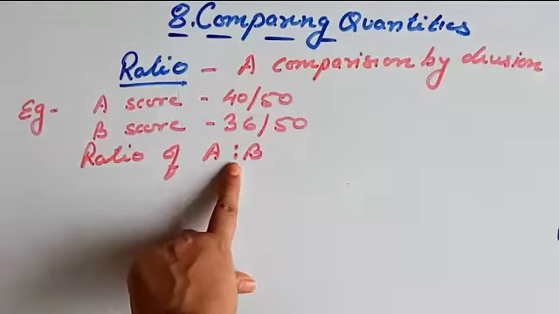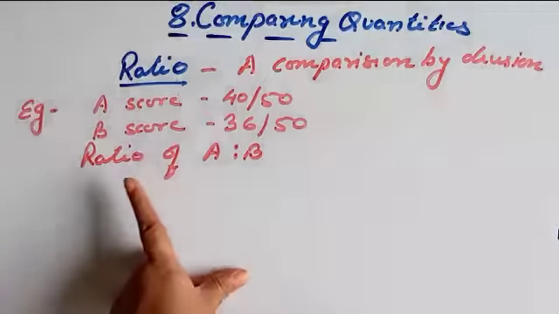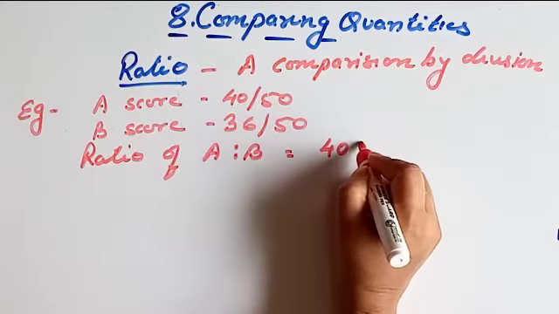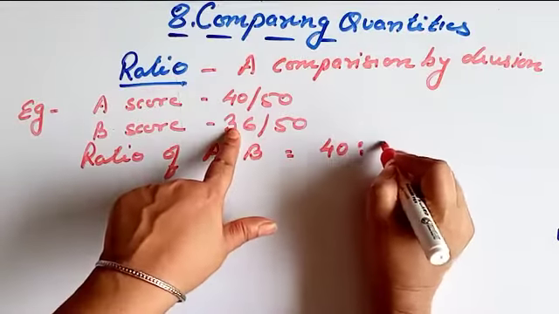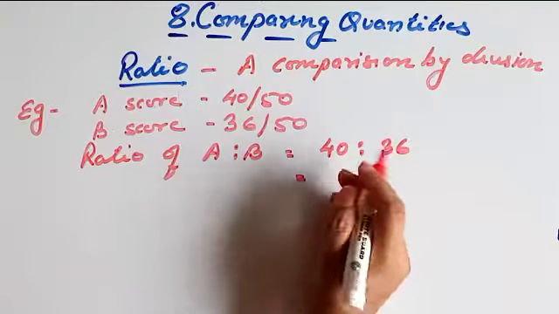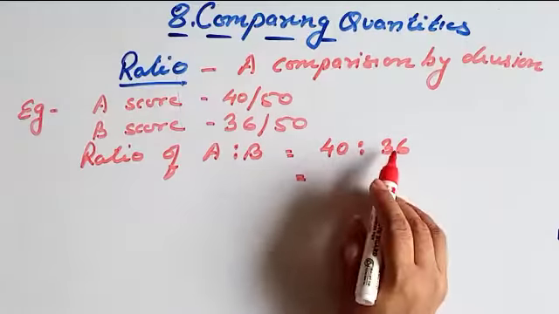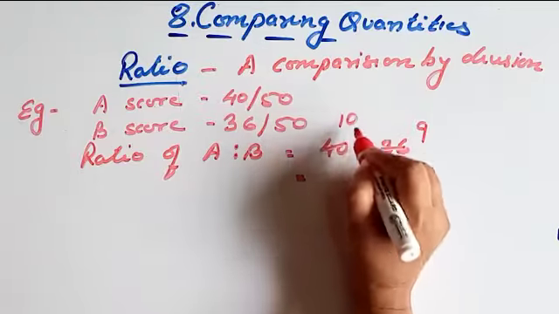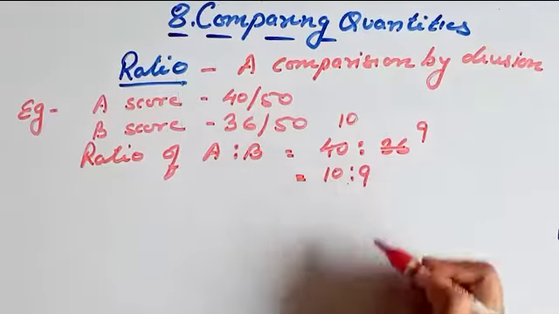This is the symbol to show ratio, two dots. So the ratio of A to B will be 40 to 36, A scored 40 and B scored 36. When we reduce this to its lowest terms, both numbers are divisible by 4. So it is 10 times and 9 times, and the ratio in the lowest terms will be 10:9.